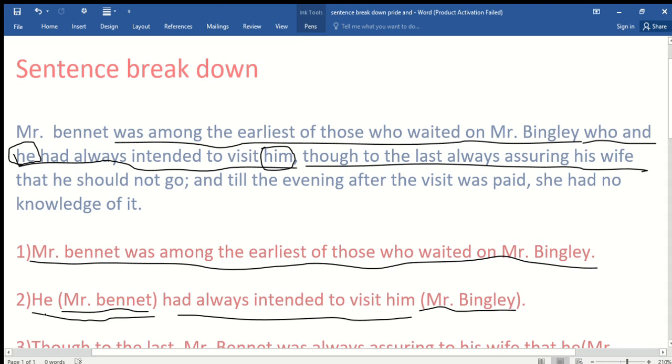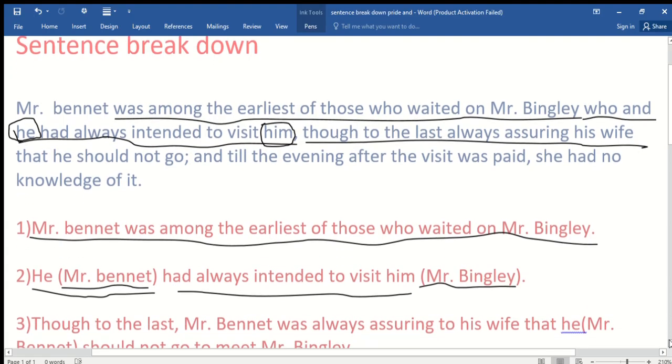The second part of this sentence is saying that Mr. Bennet had always intended to visit him. It means that Mr. Bennet always wanted to meet or visit Mr. Bingley. I hope this is clear. Now I move on to the next part of this sentence.